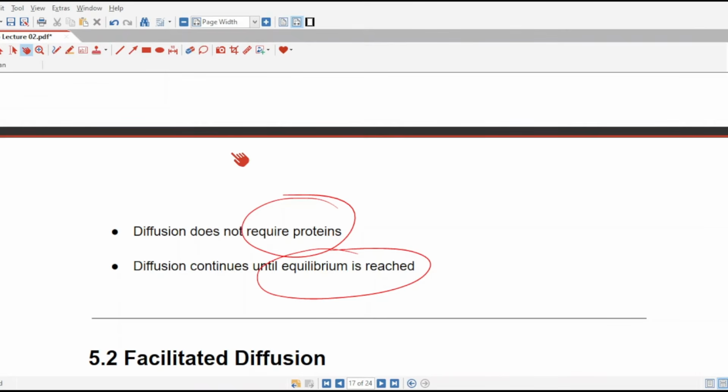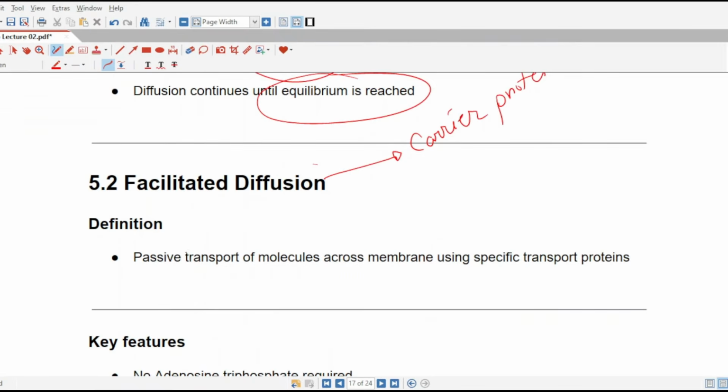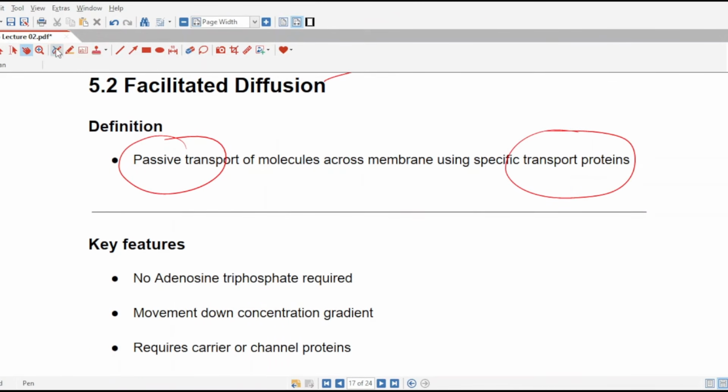Okay, what about facilitated diffusion? The main important thing to consider that facilitated diffusion will have a carrier protein. This is still passive transport because there's no expenditure of energy, but it will have transport protein. Whenever you have energy requirement, it will not be passive anymore, it will become active. The key features: no ATP required. That explains the passive transport mechanism and movement down the concentration gradient, just like before. And it requires carrier or channel protein.